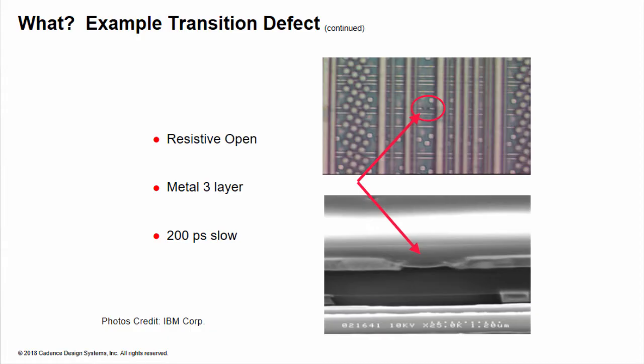Here are some examples of defects that cause transition fault behavior. First, in the upper photograph, you can see that there is an apparent gap in one of the horizontal traces, yet this passes static tests. When the chip is sliced through the gap, shown in the lower photograph, you can see that there is a thin conductive layer that creates a resistive open. This defect causes the input driven by this net to exhibit a slow transition, but not very slow.